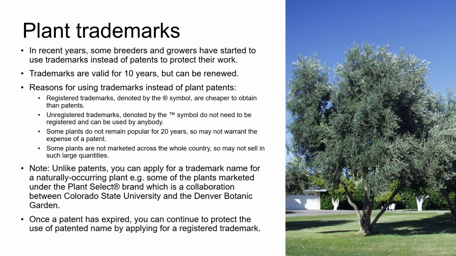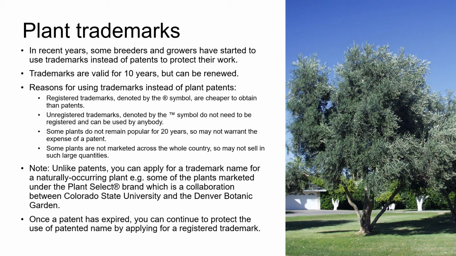I think there are several reasons why growers and breeders are using trademarks instead of patents. Firstly, registered trademarks, which are denoted by the small R in a little circle symbol, are cheaper to obtain than patents. If you do the paperwork yourself, they cost about $275 to file, or obviously more if you hire a lawyer to draft and file the paperwork for you with the US Patent and Trademark Office. Unregistered trademarks, denoted by the small TM symbol, don't need to be registered, and anybody can put the TM symbol on a product.